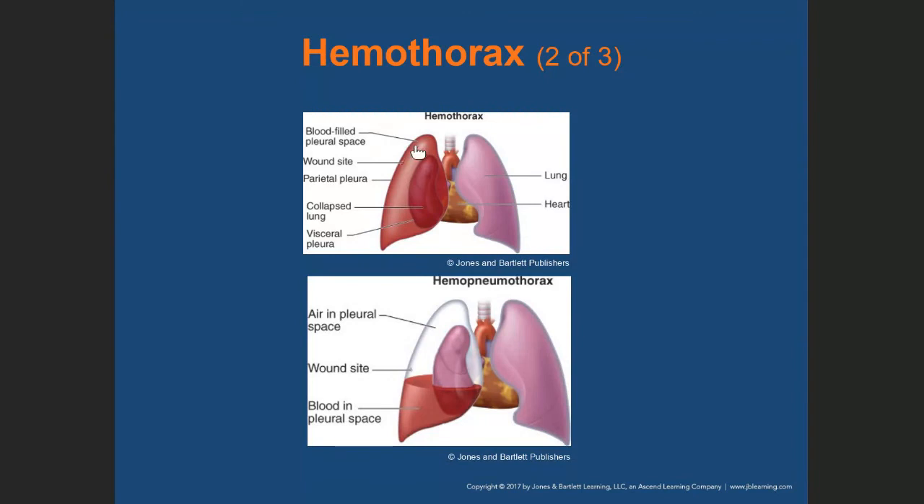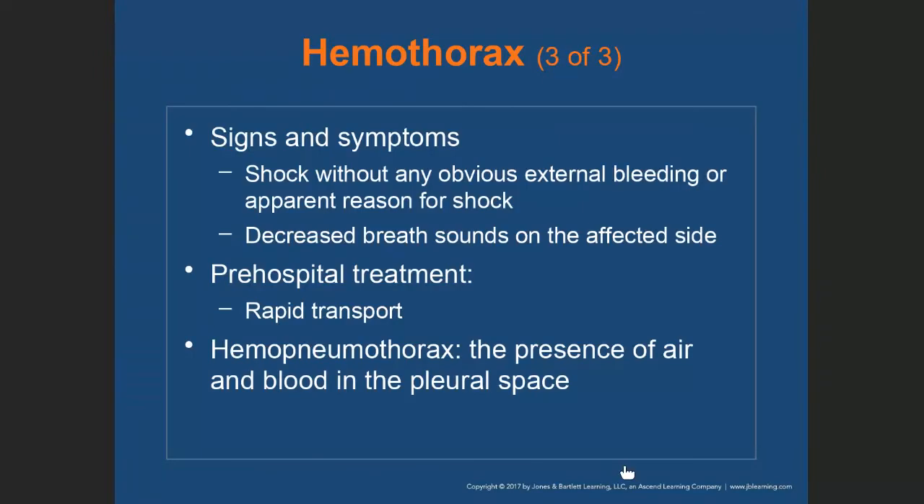So at the top is a hemothorax. At the bottom is a pneumothorax. That patient actually has a combination of air and blood accumulating in the pleural space. Signs and symptoms for hemothorax: shock without any obvious external bleeding or apparent reason for shock, decreased breath sounds on the affected side. Pre-hospital treatment, rapid transport. So manage your ABCs, rapid transport. Hemopneumothorax, the presence of air and blood in the pleural space.